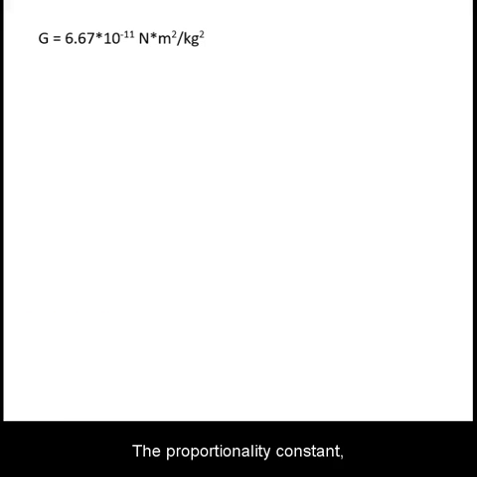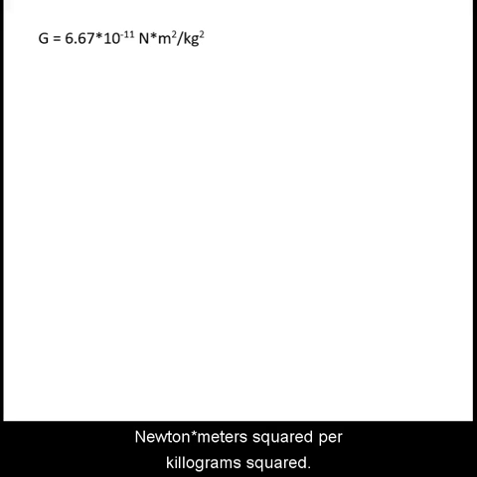The proportionality constant, capital G, is known as the universal gravitational constant. It has a value of 6.67 times 10 to the negative 11th Newton meter squared per kilogram squared.